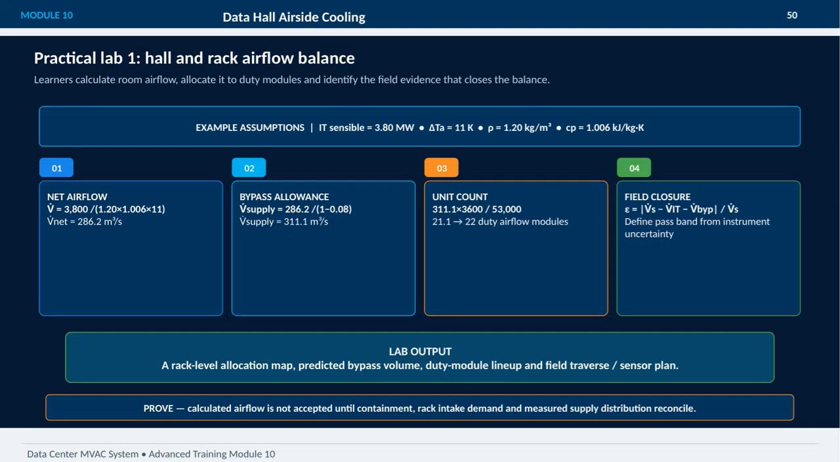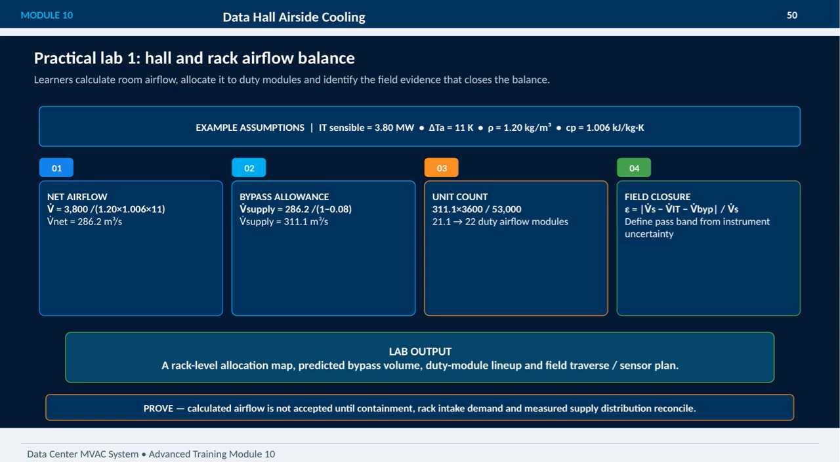In this practical lab, we focus on balancing airflow within the data hall and racks, which is crucial for effective airside cooling. We start by calculating the net airflow required based on key assumptions, including an IT-sensible load of 3.8 megawatts, a temperature difference of 11 Kelvin, air density, and specific heat capacity. Using these values, we determine the net airflow to be 286.2 cubic meters per second. Next, we account for an 8% bypass allowance, adjusting the supply airflow to 311.1 cubic meters per second.